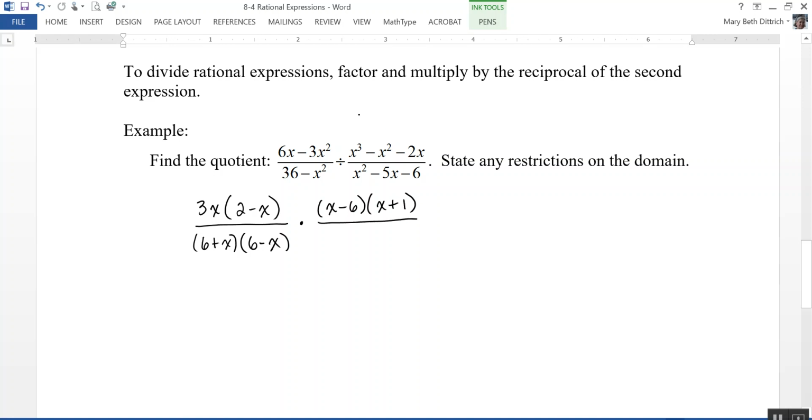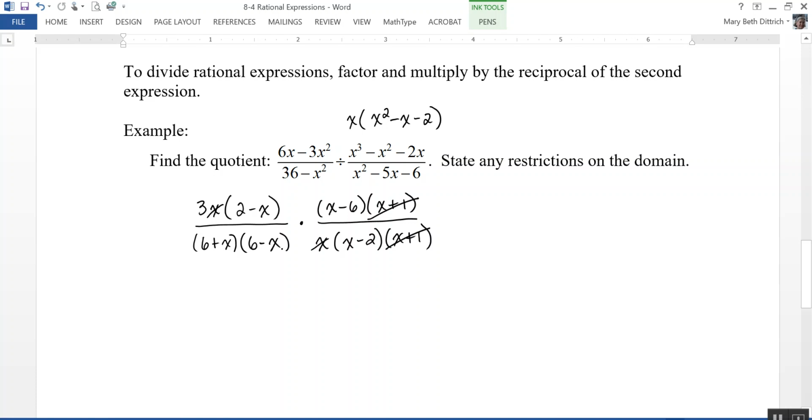over, and then up here, the first thing I can do is take an x out, and that's going to leave me with x squared minus x minus 2, which is going to factor into x times x minus 2, x plus 1. Okay, so I have a couple obvious things that I can cancel right away. My x plus 1s will cancel, and this x can cancel with this x, but notice that x minus 6 is not exactly the same as 6 minus x.